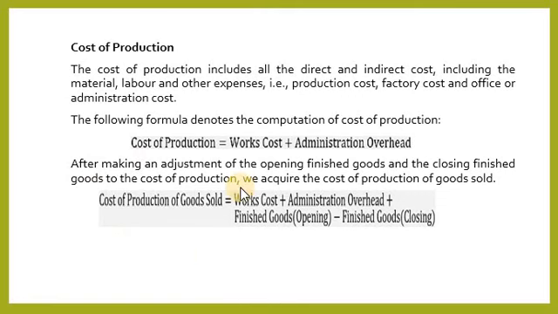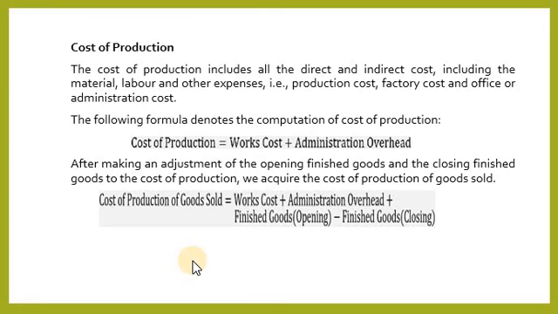This is a little bit confusing. First we have to identify the cost of production. In that, the formula is work cost plus administrative overheads. Then we are getting the cost of production. After completing the calculation of cost of production, we will calculate the cost of production of goods sold, or cost of goods sold. The formula equals work cost plus administrative overheads plus opening stock of finished goods minus closing stock of finished goods, or cost of production plus opening stock of finished goods minus closing stock of finished goods. Then we are getting the cost of production of goods sold.